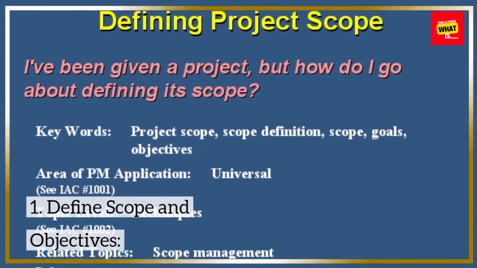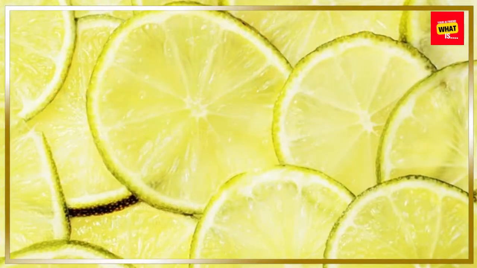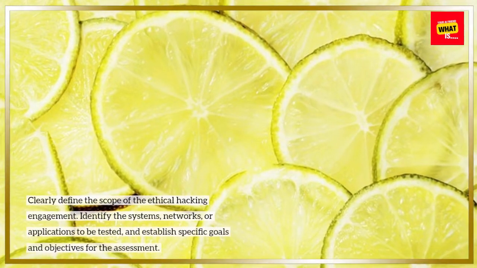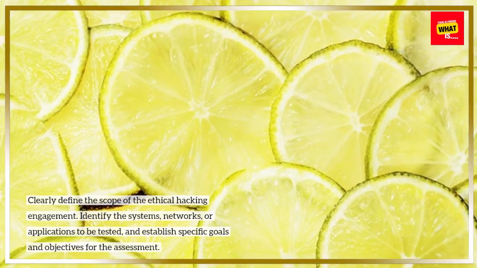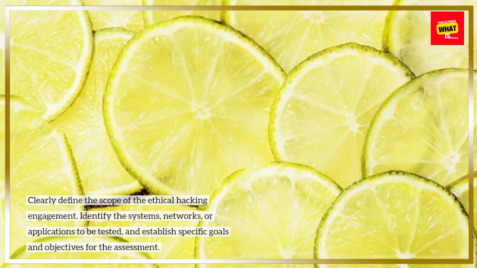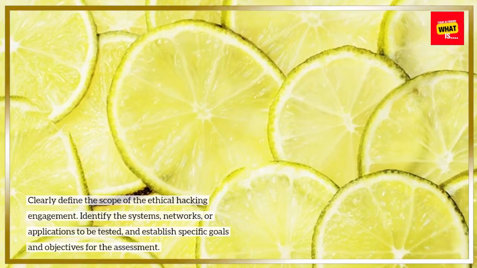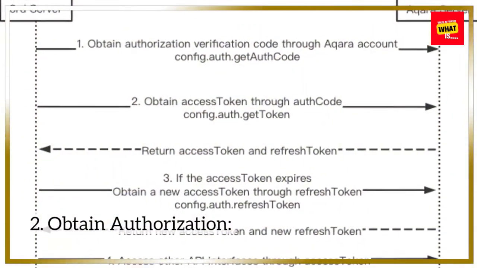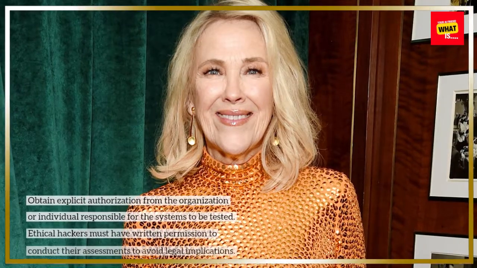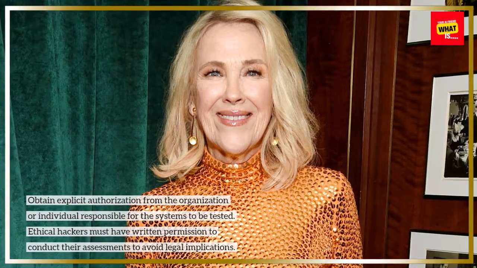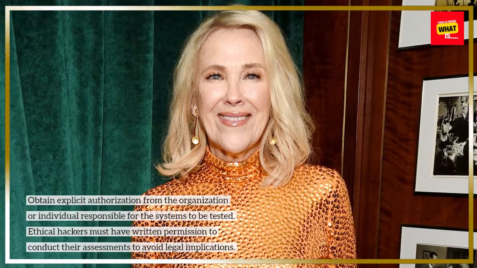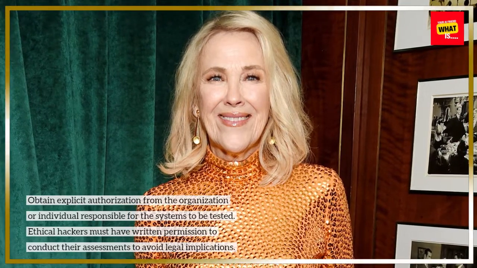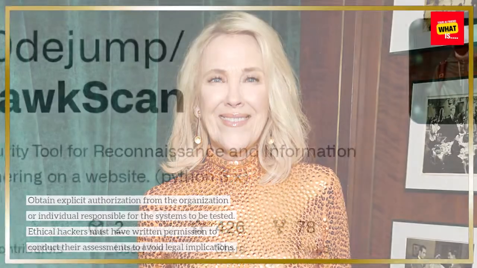1. Define scope and objectives. Clearly define the scope of the ethical hacking engagement. Identify the systems, networks, or applications to be tested, and establish specific goals and objectives for the assessment. 2. Obtain authorization. Obtain explicit authorization from the organization or individual responsible for the systems to be tested. Ethical hackers must have written permission to conduct their assessments to avoid legal implications.